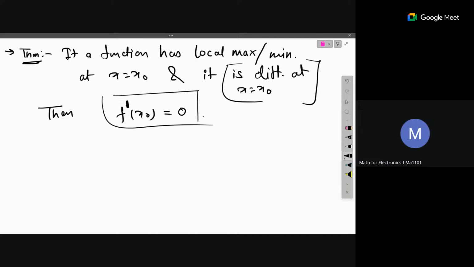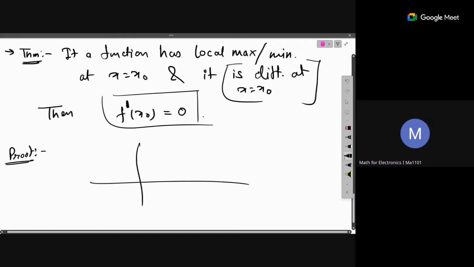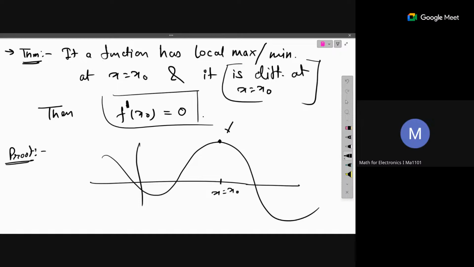Okay, so let's see the proof of this particular theorem. We will see two proofs of this theorem. One is a geometrical proof and the other is a little bit descriptive. Geometrically, what you can think is that suppose we have a local maxima or minima at that point. Suppose this is our function, and at x equal to x naught we have a local maxima. Suppose this is the condition for local maxima.